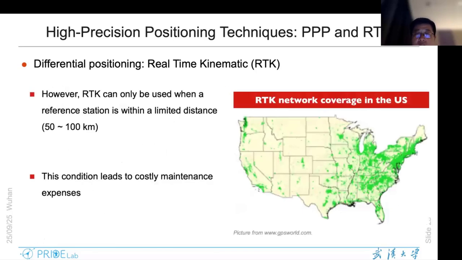This is the typical RTK network in the US. Maybe this is not the latest one, but you can see we need to establish a lot of tracking stations on the ground to support this kind of RTK capability. This is because the correlation between the errors between the rover stations and the base stations will decrease when their distance is increased. So then we have to maintain a dense network. The favorable interstation distance is smaller than 100 kilometers. If it's smaller than 50 kilometers, that will make things much better, especially in the case of some ionosphere turbulence. That will affect the correlation of the errors between the stations.